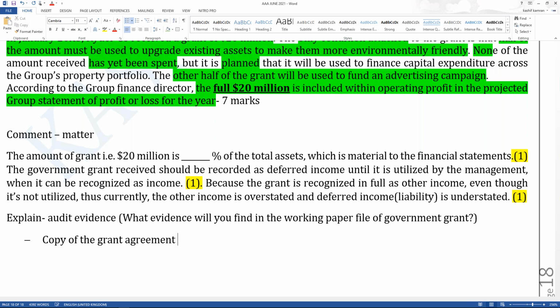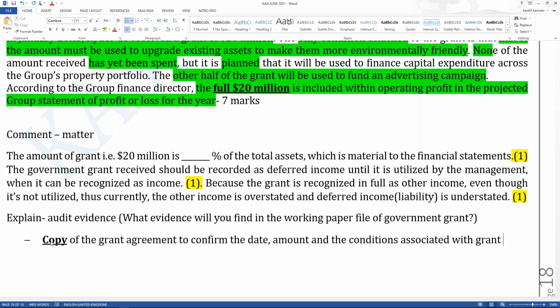So will there be a copy of the grant agreement in the file? Why am I writing the word copy? Because it's a management document. So in my working paper file, will there be a copy of the grant agreement? There will be, right? So copy of the grant agreement to confirm the date, to confirm the amount and the conditions associated with grant. So you have to write it in the exam paper. You start with the word copy and you then write the word confirm. So when you're writing an evidence, you need to write confirming again.